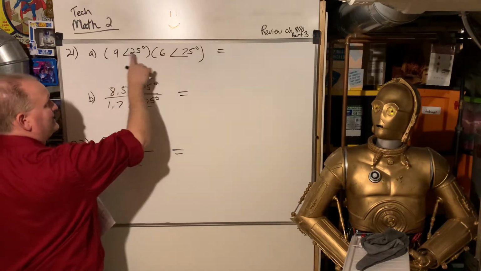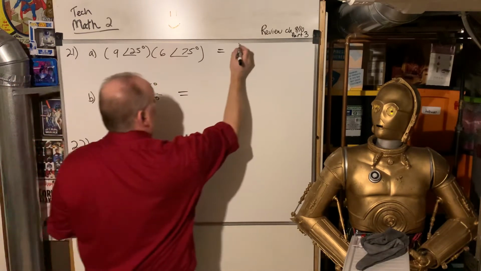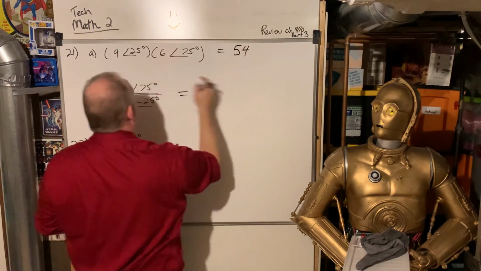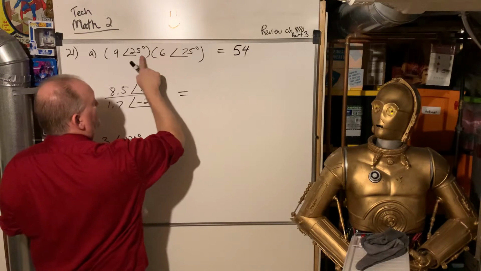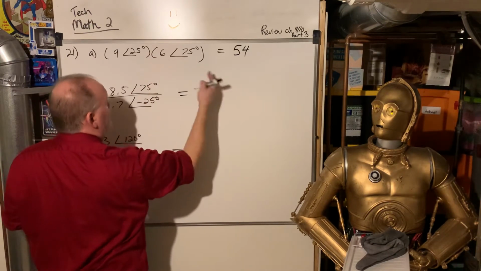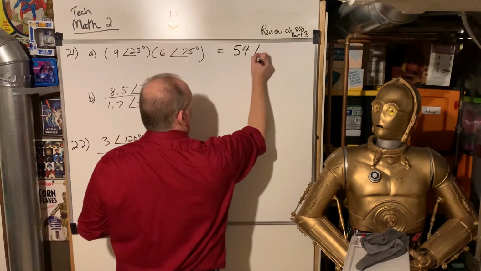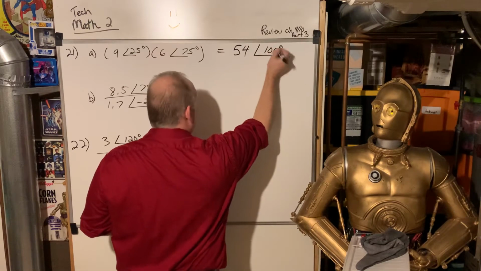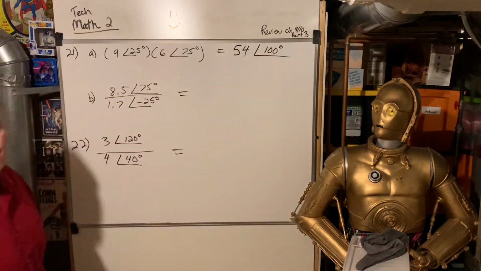So it's 9 times 6 is 54. So you just multiply the r times the r. And then to find the angle, you just add the angles. So that's 100 degrees. And then you're done. So, whee, an easy one, finally.